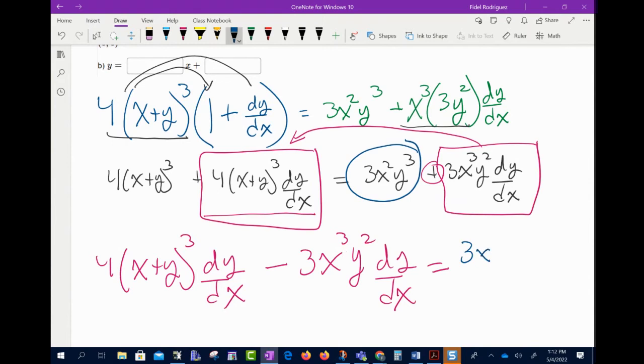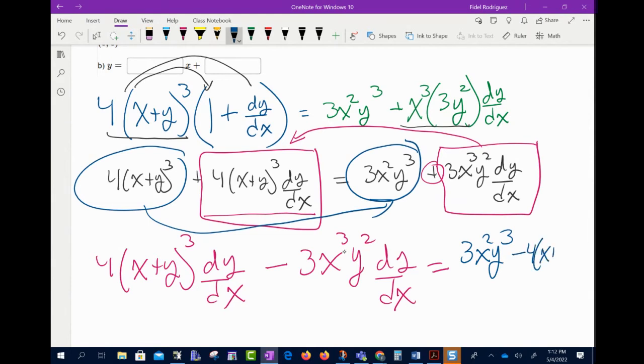So I'm going to leave that 3x squared y to the third by itself, but I want to bring this one over here with it. So when I cross the equal sign, what's going to happen to that 4? Yeah, so we're going to have a minus 4x plus y to the third. And does it look messy? Yeah, it looks really messy, right?